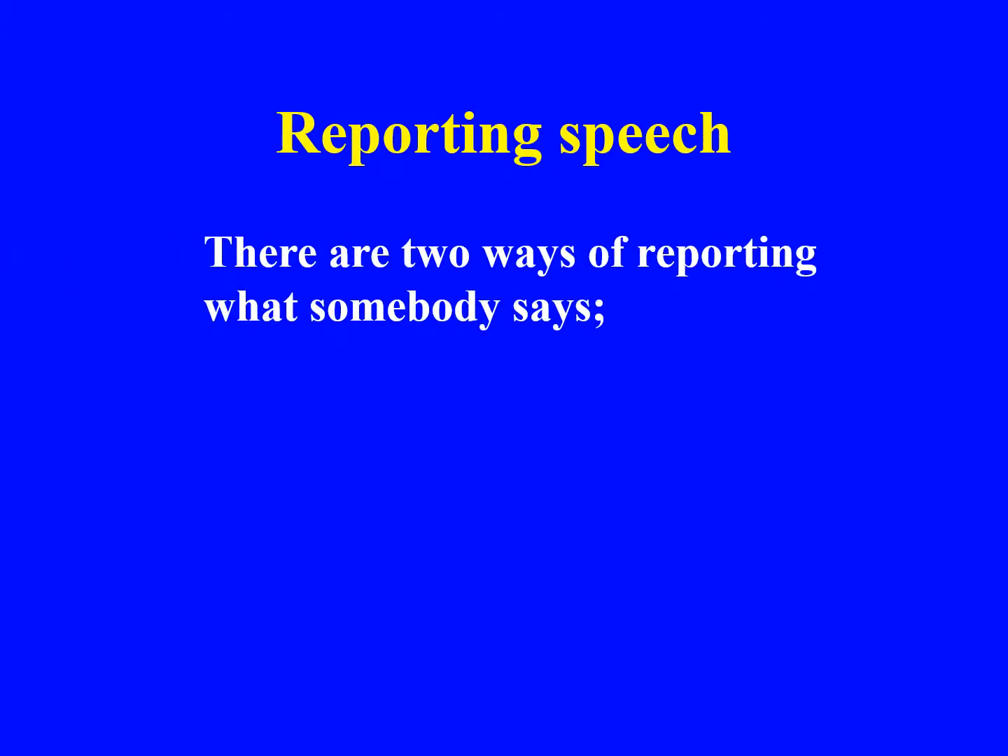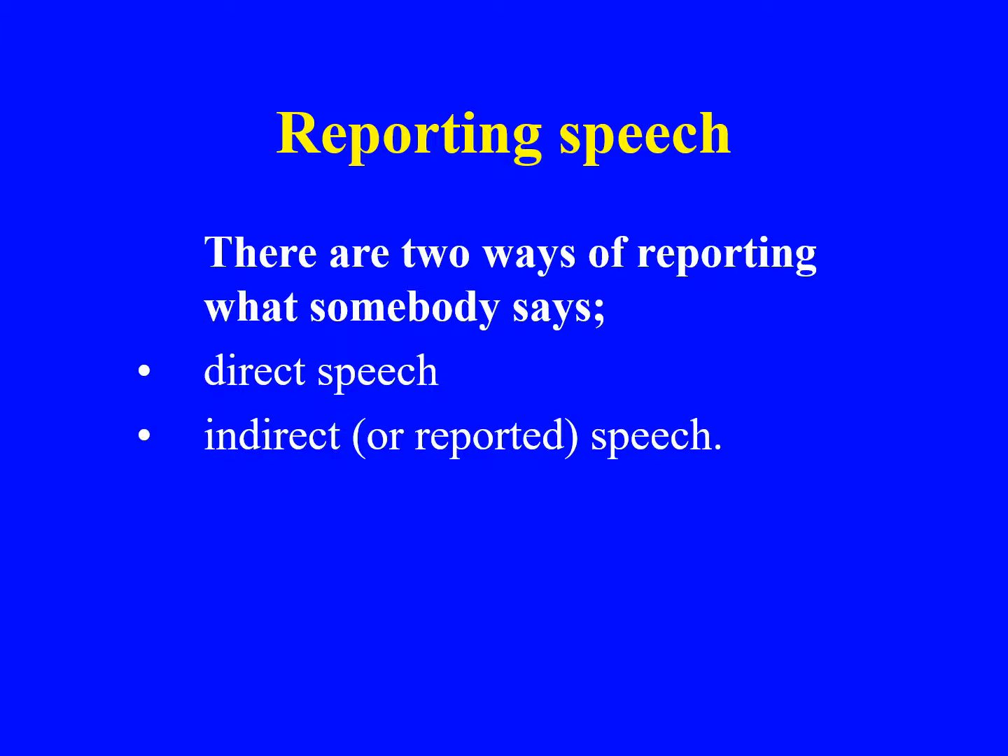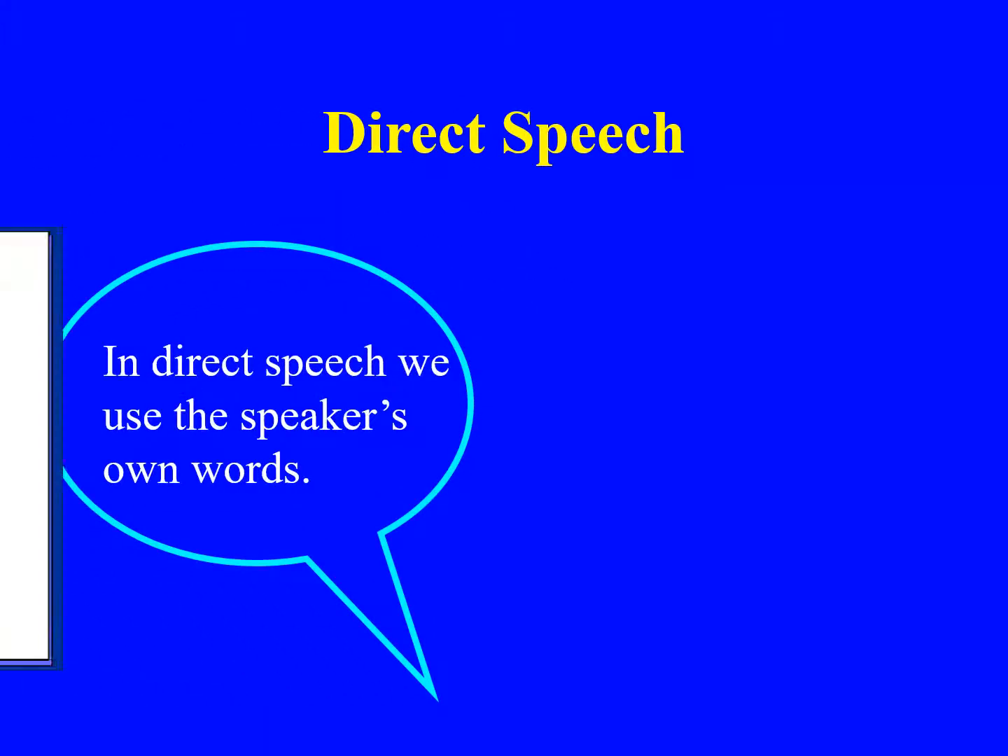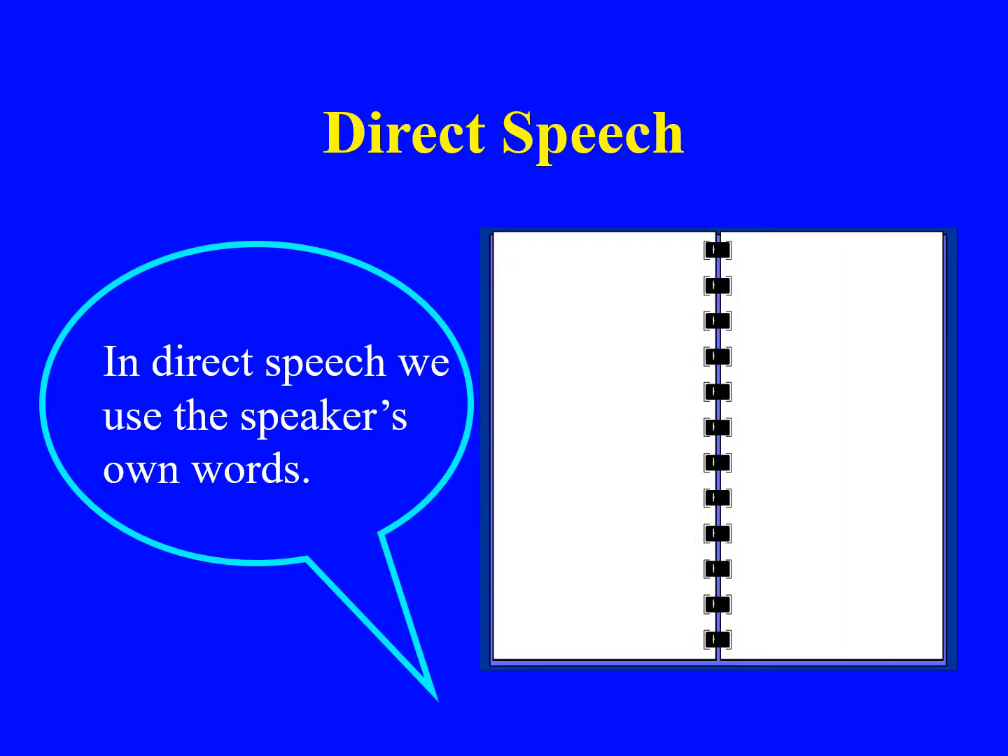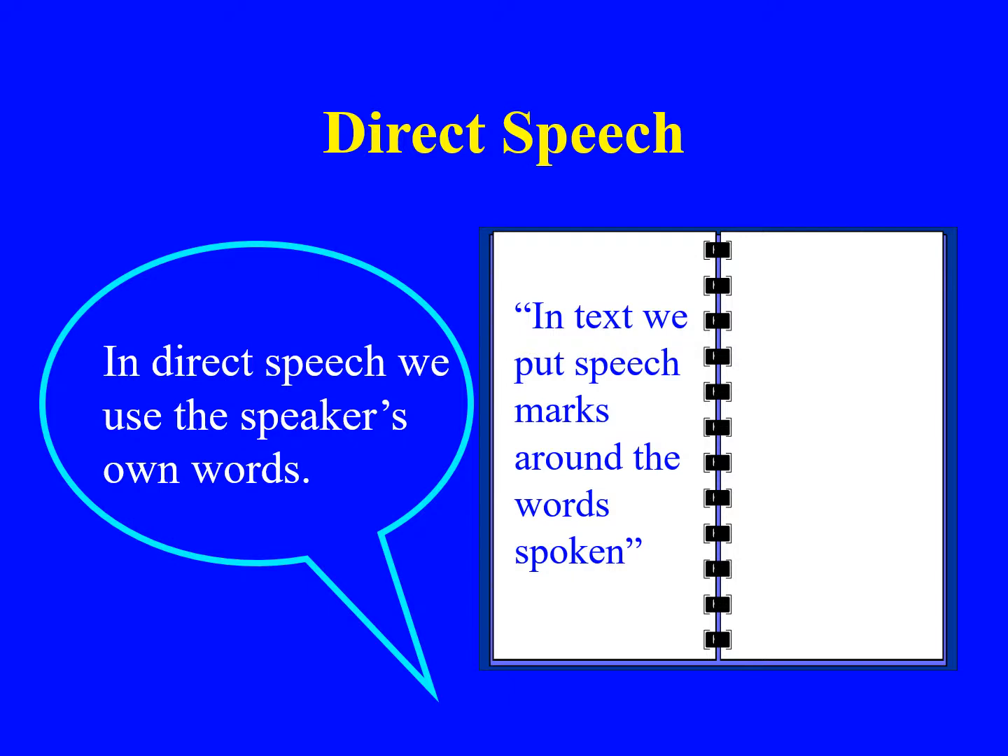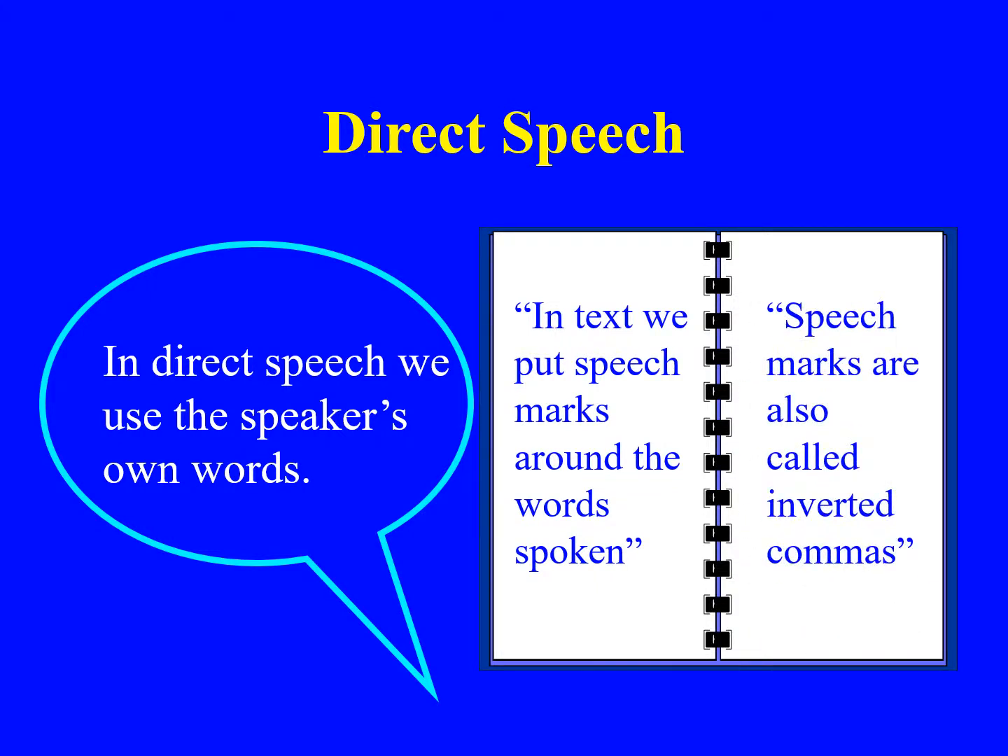Reporting speech. There are two ways of reporting what somebody says: either directly or indirectly. It means reported. The direct speech. In direct speech, we use the speaker's own words. In text, we put speech marks around the words spoken. They are called inverted commas.